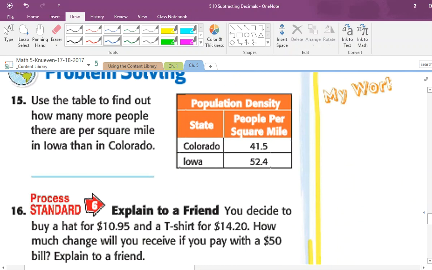Alright, so now we're going to do these problem solving ones. Use a table to find out how many more people there are per square mile in Iowa than in Colorado. So we're finding the difference to find out how many more people. We need to find the difference.